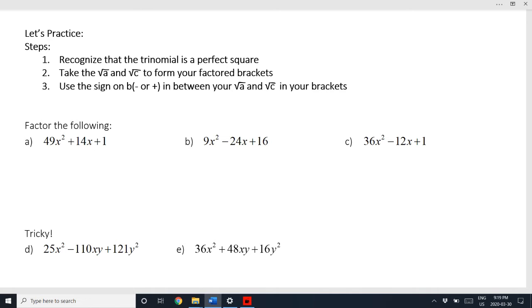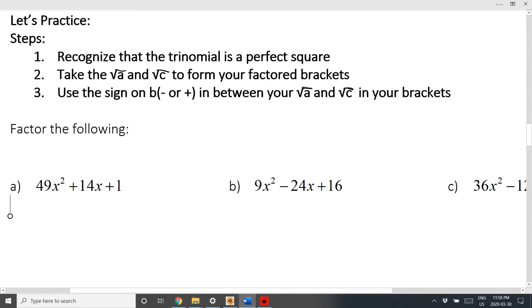So for example A, 14 is even, 49 is a square, and we know 1 is a square. And if we square root 49 and 1, we're going to get 7 and 1. And if we multiply those together, which is just 7, and multiply that by 2, we'll get that middle number 14. So we know that this is a perfect square. And so after we recognize that it's a perfect square, what we do is we take the root of 49.